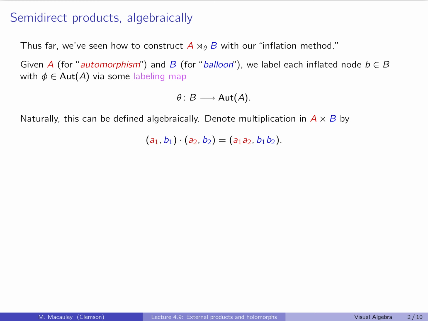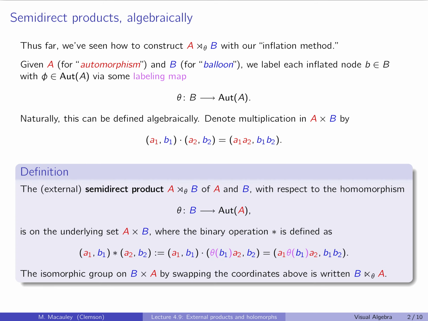Naturally, this can be defined algebraically, and it typically is. To see how to do this, we will start with the direct product, which is the group on the underlying set A cross B. That's the Cartesian product. And recall that we multiply two elements, (a1, b1) times (a2, b2), as (a1 a2, b1 b2).